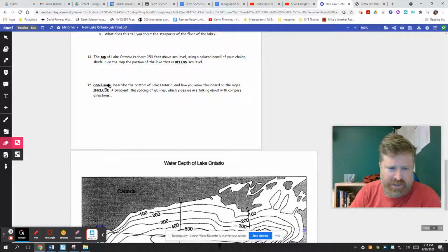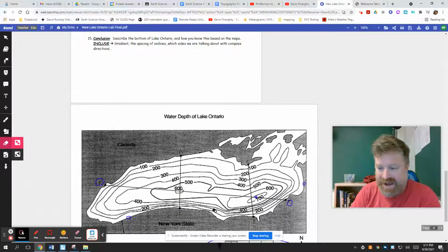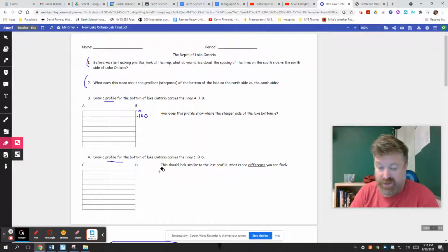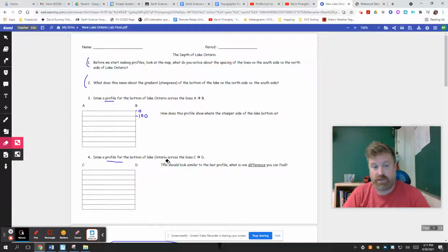And then this is like a basic, include this, make a description. Tell me what this bottom is shaped like. Use some things that you learned, like gradient, the spacing of isolines, to tell me where it's more steep, maybe where it's more gradual, and things like this. And I don't think it'll be too bad. People usually bang through this one pretty easily, provided you've practiced all your gradients and profiles before you got to this. All right, best of luck.